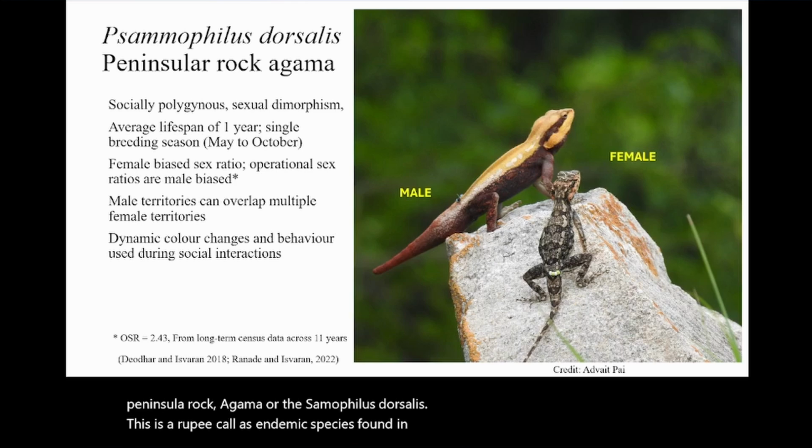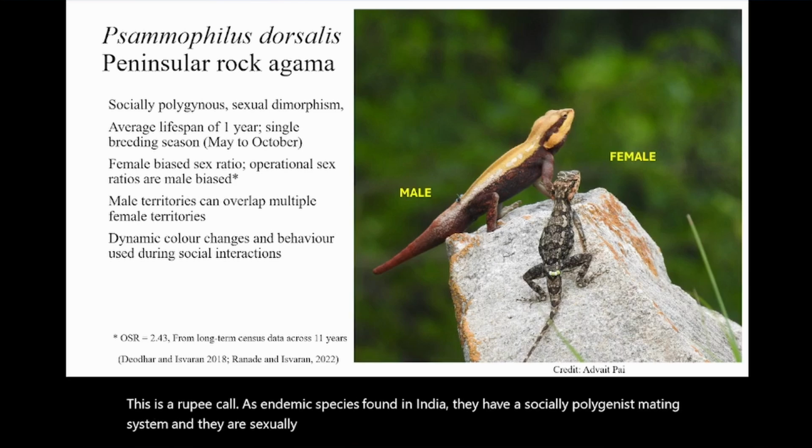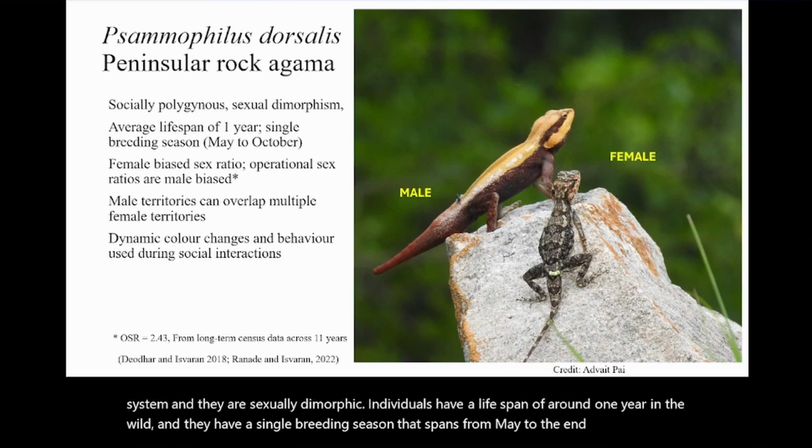They have a socially polygynous mating system, and they are sexually dimorphic. Individuals have a lifespan of around 1 year in the wild, and they have a single breeding season that spans from May to the end of October.